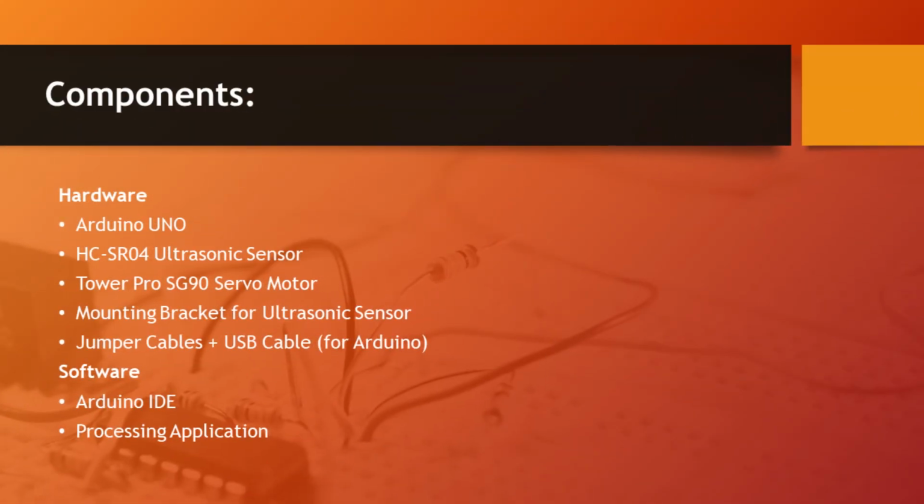I am WALID bin KHALED and I will discuss the component part of this project. Basically, we use two types of components, hardware and software. In hardware, we use Arduino, an HC-SR04 ultrasonic sensor, a TowerPro SG90 servo motor, a mounting bracket for the ultrasonic sensor, jumper cables and a USB cable. In software, we use the Arduino IDE and the Processing application.